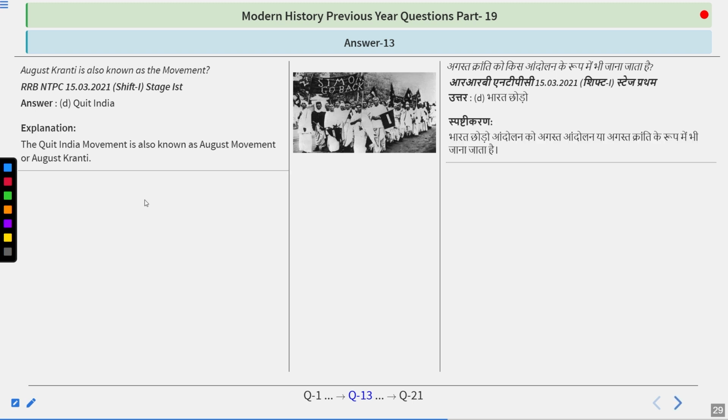The Quit India movement is also known as the August movement or August Kranti, as the movement started on 8th August 1942, and on 9th August all the major leaders were arrested under Operation Zero Hour. After that, the movement was led by different people in different places according to their own will, and Ballia became the first region that got independence during this movement.